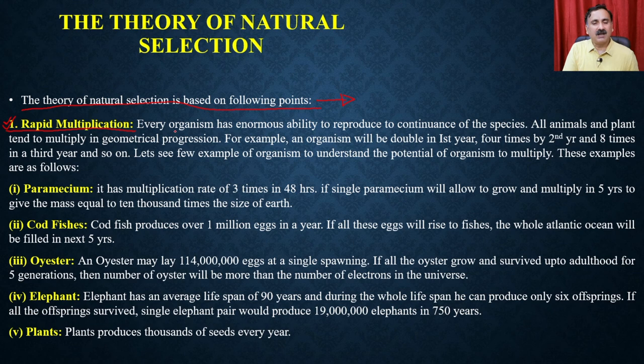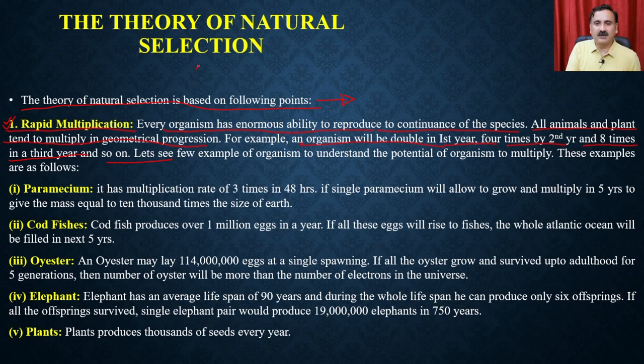What Darwin says is that every organism has the enormous ability to reproduce to continue its species, right? All animals and plants tend to multiply in geometrical progression. For example, an organism will double in the first year, 4 times in the second year, and 8 times in the third year, and so on. So this means the reproduction is on a geometrical progression, right?